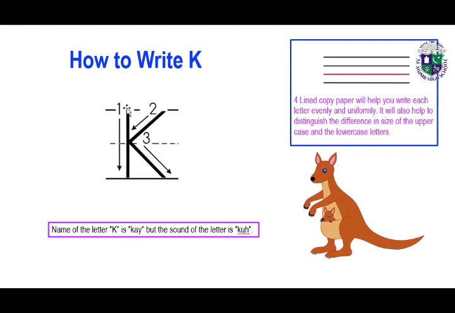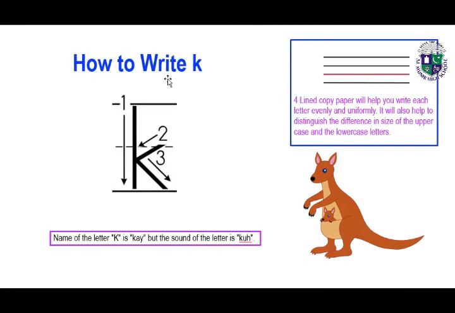How to write K? First you have to draw a straight standing line in the 3 lines. Then you have to draw a slanting line from the right side to the left side till the middle line, and then start the next slanting line from the middle line from the left side to the right side. So this is the way to write K. The name of the letter K is K, but the sound of the letter is K. This is a picture of a kangaroo.